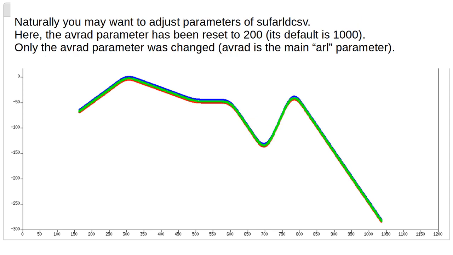Naturally, you may want to adjust parameters of SUFARLDCSV. Here, the avrad parameter has been reset to 200. Its default is 1000. Only the avrad parameter was changed. Avrad is the main RL parameter.